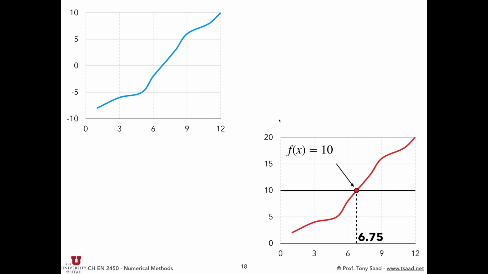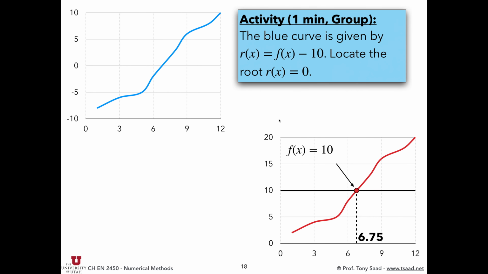So let's keep this curve there for a second. And now notice what I've done here. I changed the y-axis values. Now they go from -10 to 10. And now I have this question. The blue curve is given by r of x equals f of x minus 10. That's the same f of x that's now in the red curve, the same f of x we looked at, except now I define this as f of x minus 10. I subtracted 10 out of it. I defined a new function based on the previous function f of x, and now I subtracted 10. Now locate the root of r of x equals 0.